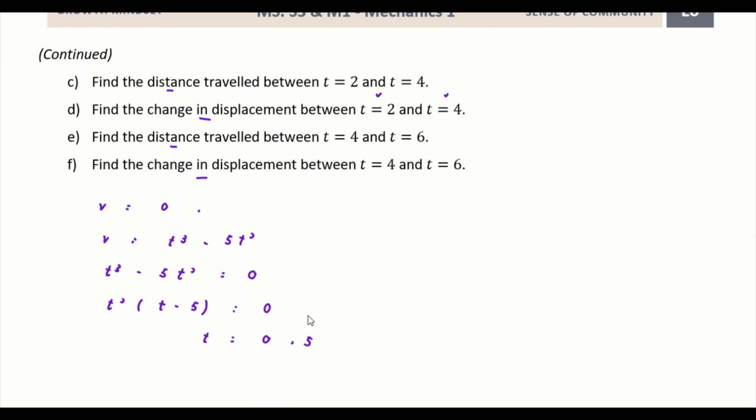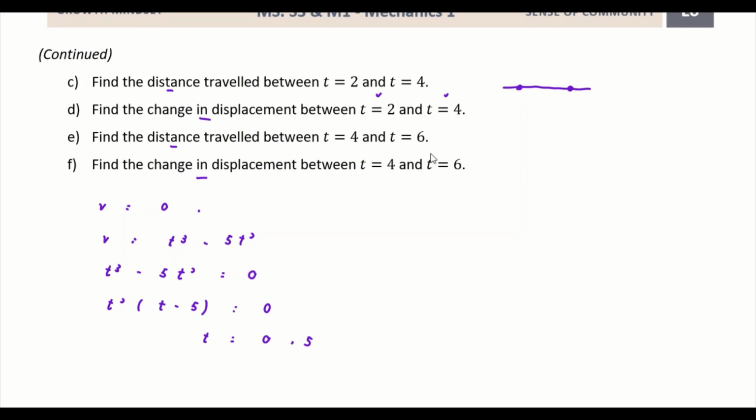By doing this, I know that C and D are going to be easier than E and F. Why is that so? For C and D, the turning point, the change of direction, only happens at the 5th second. So between t equals 2 and t equals 4 there is no change of direction. My distance and my change in displacement are going to be the same, because it's the same direction.